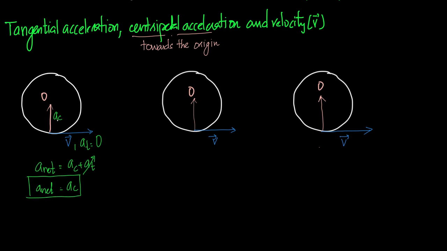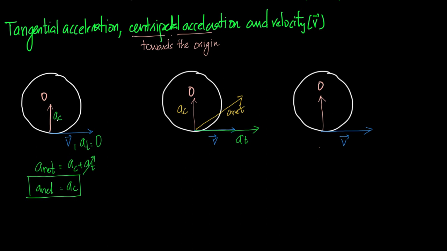Now moving on further, in the second case, what we'll assume is another vector, tangential acceleration, acts along the velocity vector. In this case the net acceleration, so this is centripetal acceleration, and this will be the resultant acceleration of AC and AT. So this will be the direction of net acceleration, right?